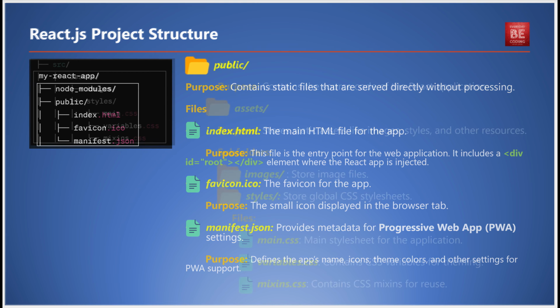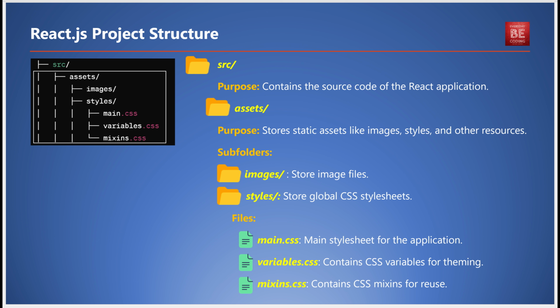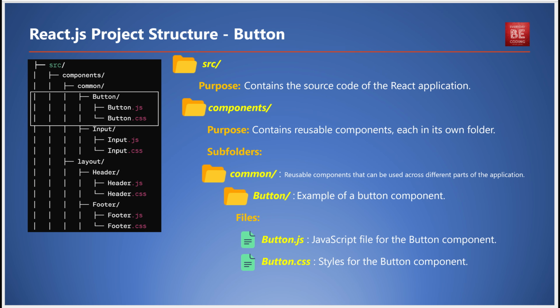Stepping deeper into the structure, the src folder is the command center. Here, the assets directory holds the keys to the visual kingdom with subfolders for images and styles. The styles folder is particularly noteworthy, with main.css for overall styling, variables.css for theming through CSS variables, and mixins.css for reusable CSS snippets. The core of the React app lies in the components directory.